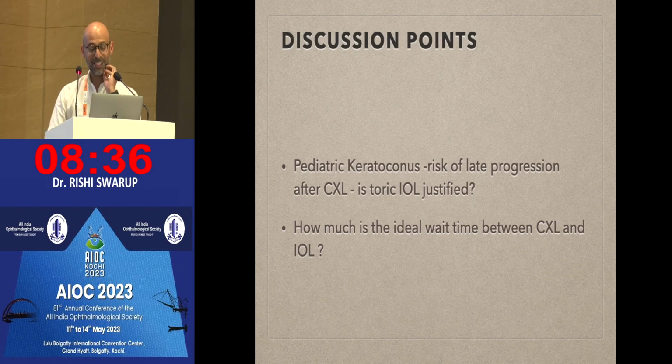In a patient with pediatric keratoconus, we know the effect of cross-linking is not permanent, as the collagen turns over, and sometimes these patients can progress. Is it justified to go with a toric lens, number one? And what is the ideal wait time between cross-linking and an intraocular lens? Not just in this case, in any case of an ectasia. So I request the panelists to give their inputs.